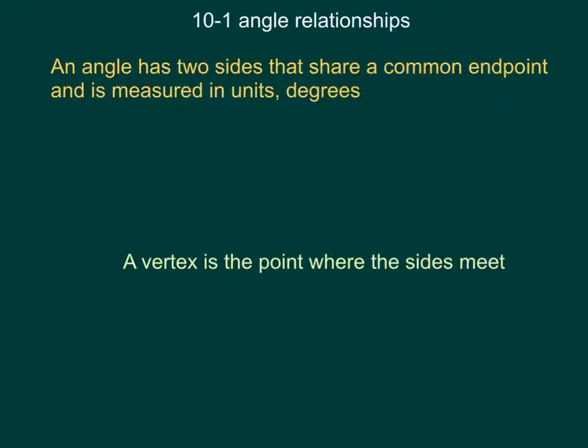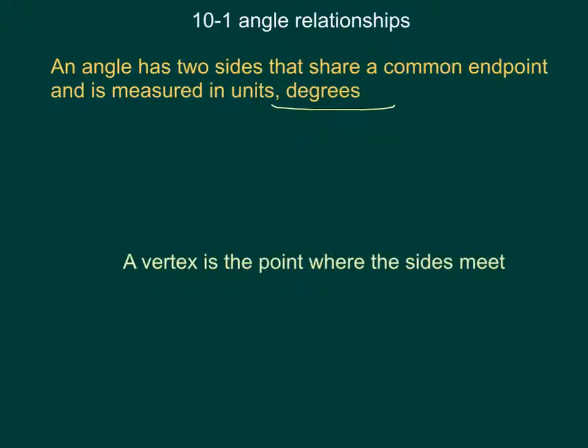Lesson 10-1, Angle Relationships. An angle has two sides that share a common endpoint and is measured in units. Those units are called degrees. A vertex is the point where the sides meet.